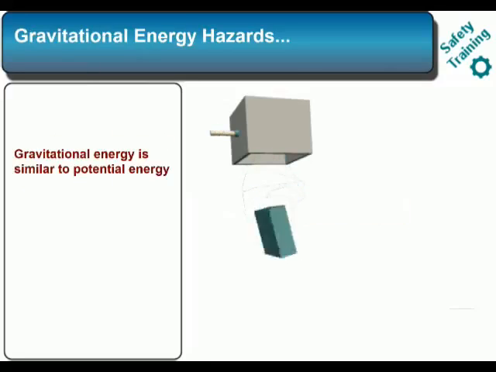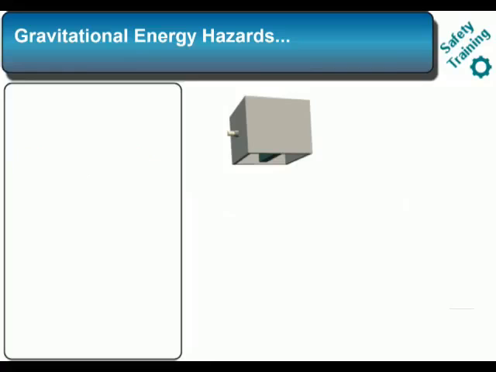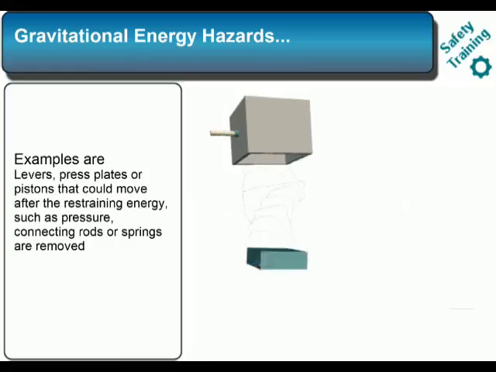Gravitational energy is similar to potential energy. It is the energy released when an object falls and then lands on a lower surface. If the lower surface is you, injury can result. Examples are levers, press plates, or pistons that could move after the restraining energy, such as pressure, connecting rods, or springs, have been removed.